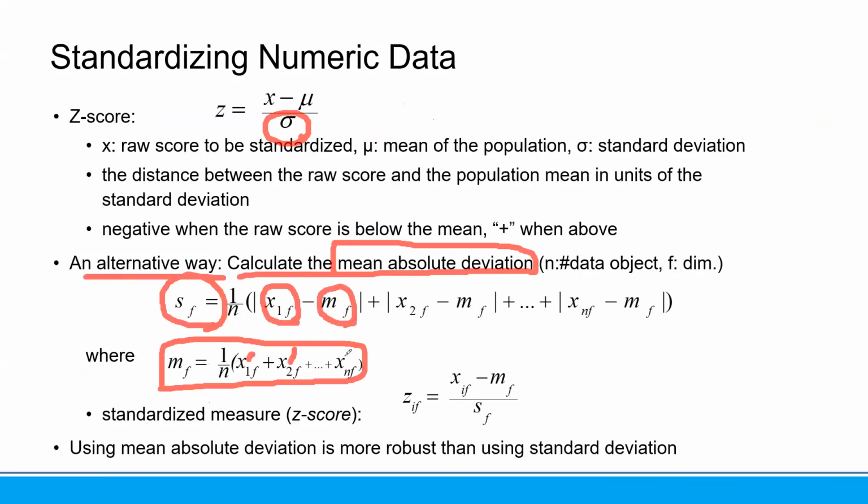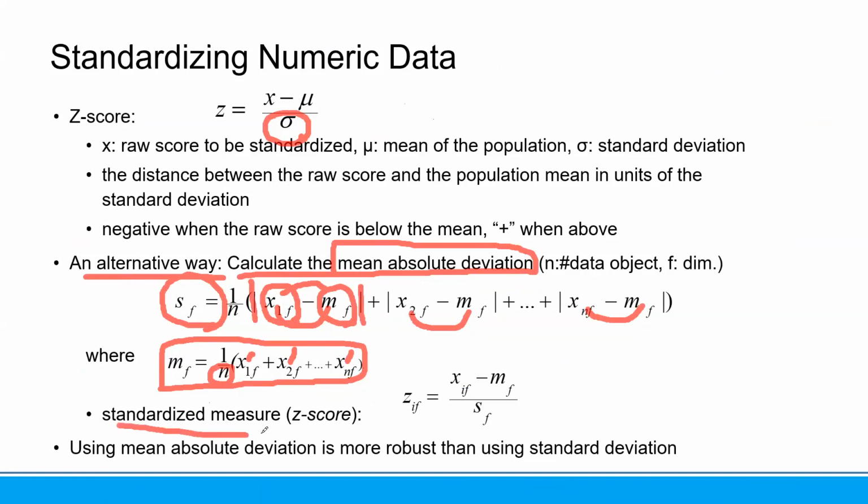What is the mean? The mean is the average: x1 plus x2 plus xn divided by n. It is the average. And we want to find the deviation of the raw score from the average, and we will take the absolute value.